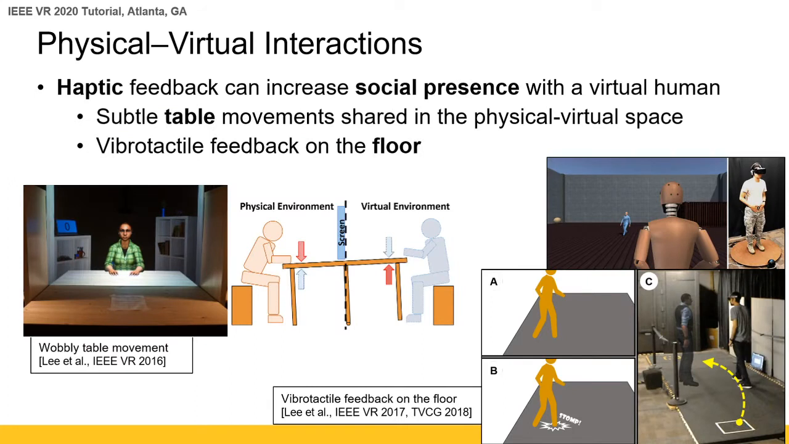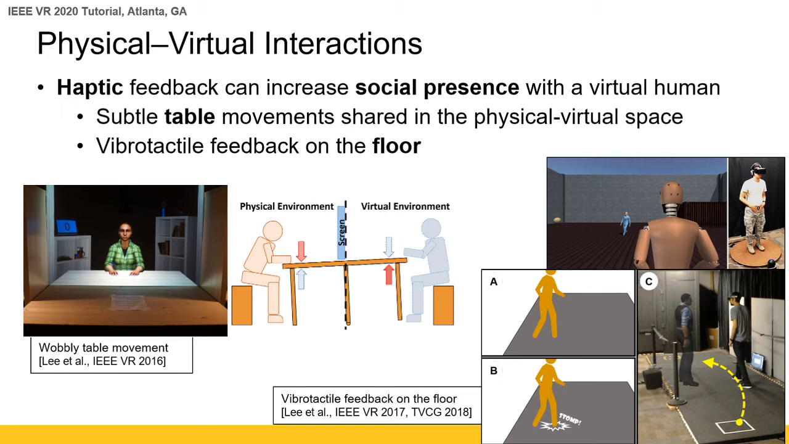Secondly, we looked into the effects of haptic feedback in real-virtual human interactions. In one study setting, we developed a half physical, half virtual table where wobbling on one side of the table can affect the other side. Real human users were sitting across from the virtual human so that they could feel the wobbly table movement caused by the virtual human and vice versa. This experience resulted in the increase of social presence and attention towards the virtual human.